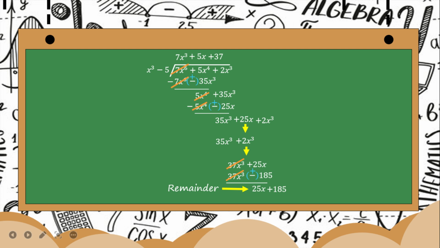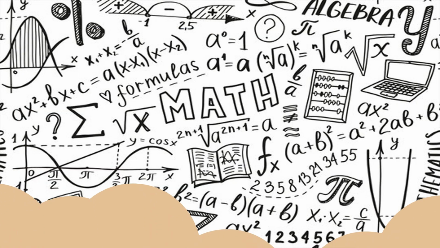Now, 25x and 185 are not like terms, so we will just bring down these two. So 25x plus 185 will be our remainder, because the divisor has a bigger exponent and cannot be divided into 25x. So our final answer will be 7x cubed plus 5x plus 37 plus (25x plus 185) over (x cubed minus 5).